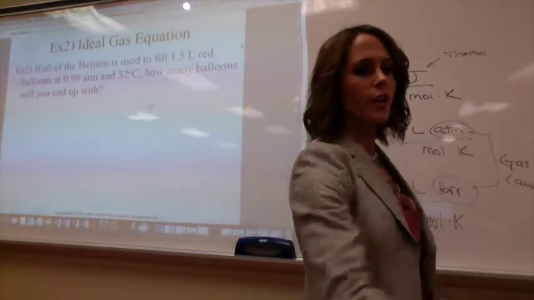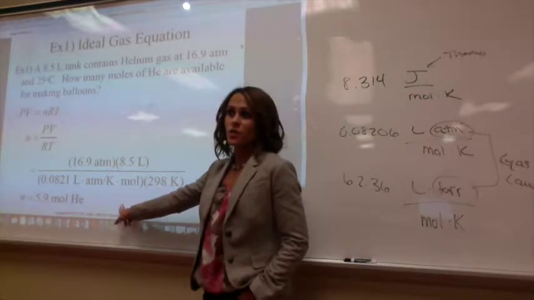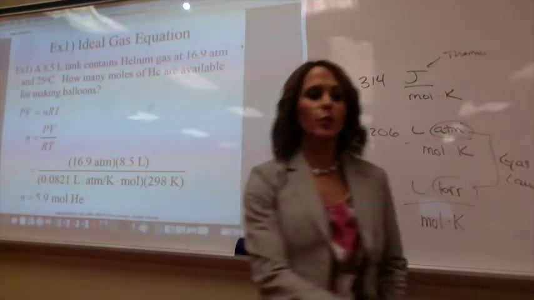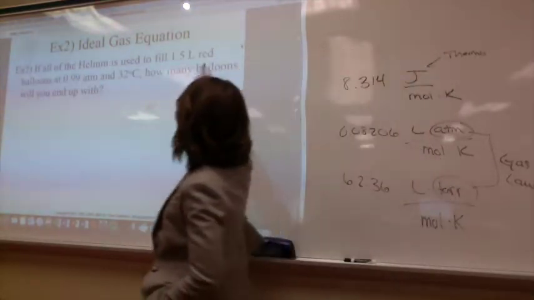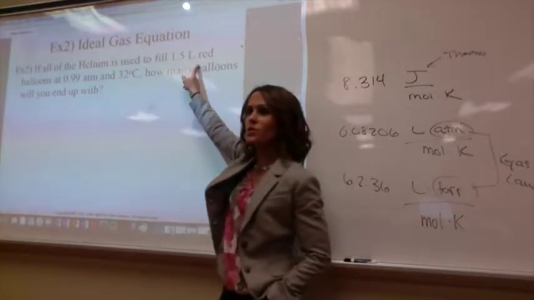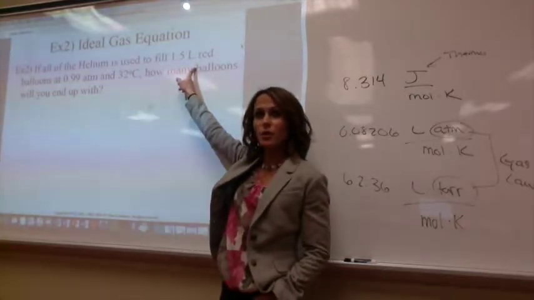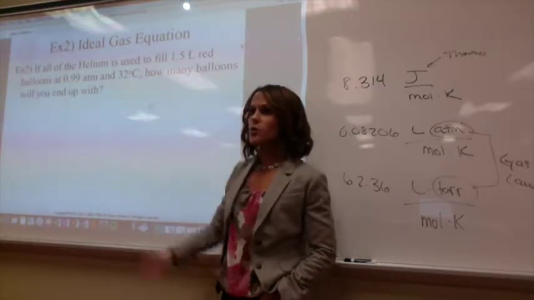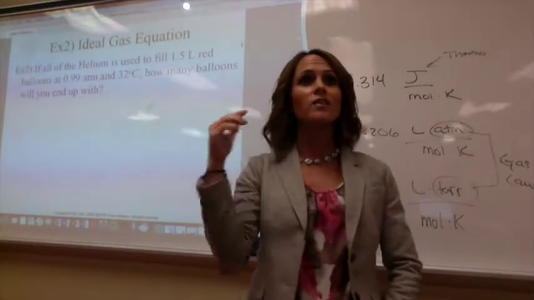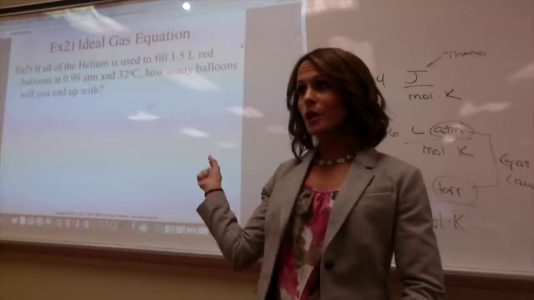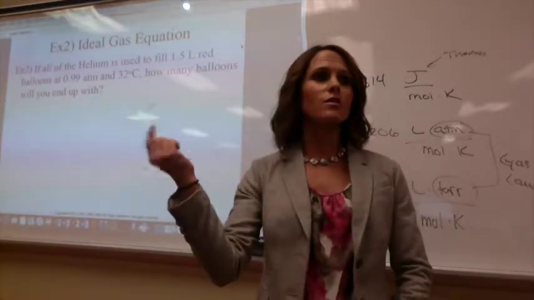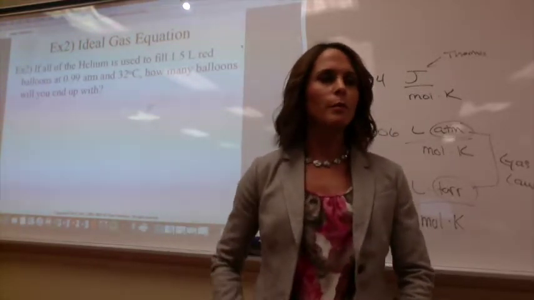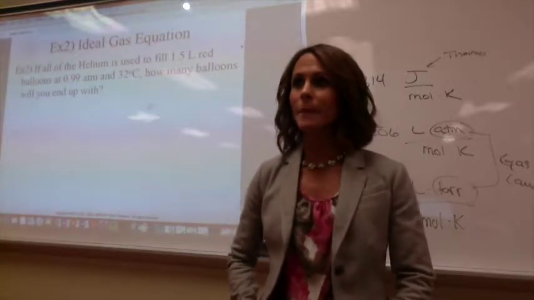What did you solve for here? These are the moles that you have. So if you figure out this scenario, you can figure out how many moles would fill each of these individual balloons, right? And then you could divide 5.9 by the individual moles. So you're either going to take total volume and divide by little volume, or take total moles and divide by little moles, and then you'll figure out how many balloons you can fill up. Can you handle it?